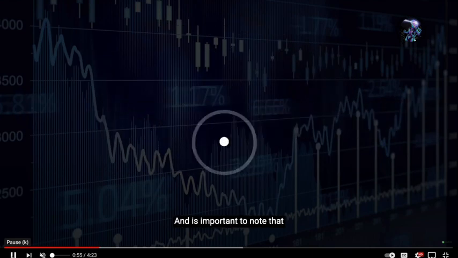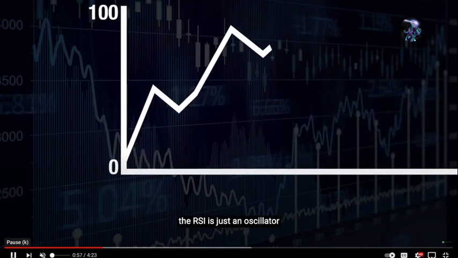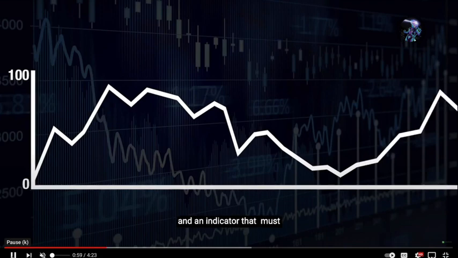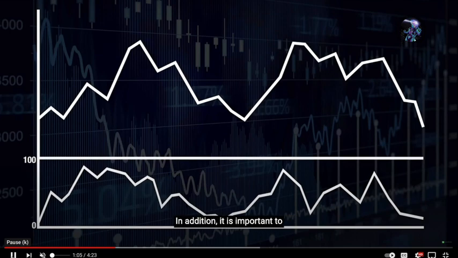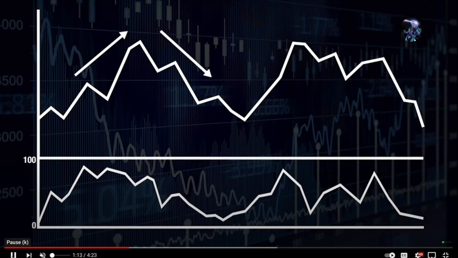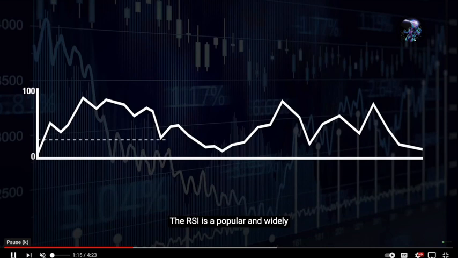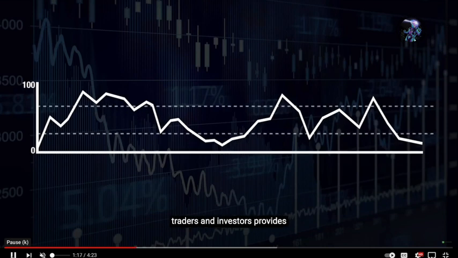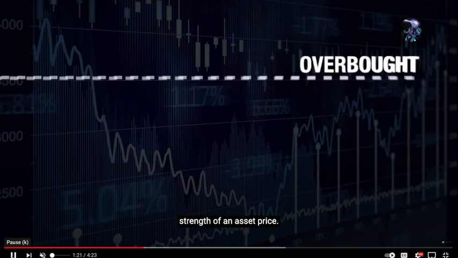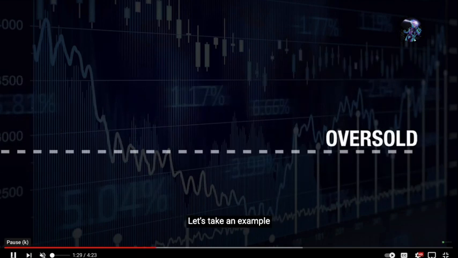And it's important to note that the RSI is just an oscillator and an indicator that must not be used on its own. In addition, it is important to consider specific characteristics of the asset or market being analyzed. The RSI is a popular and widely used technical indicator among traders and investors, and provides valuable information on the strength of an asset's price. Let's take an example to make things easy.